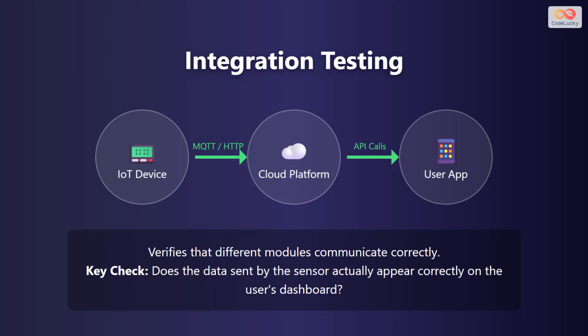Moving up the pyramid, we have integration testing. This ensures that your device talks correctly to the outside world. For example, when a sensor reads a temperature, does that data successfully travel through the gateway and appear correctly on your cloud dashboard?